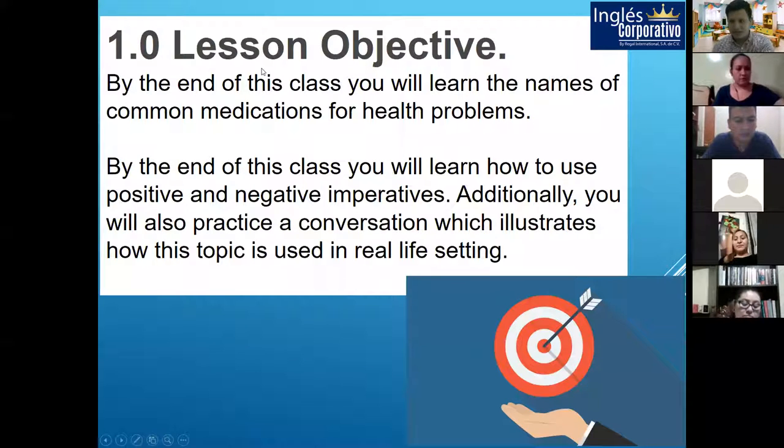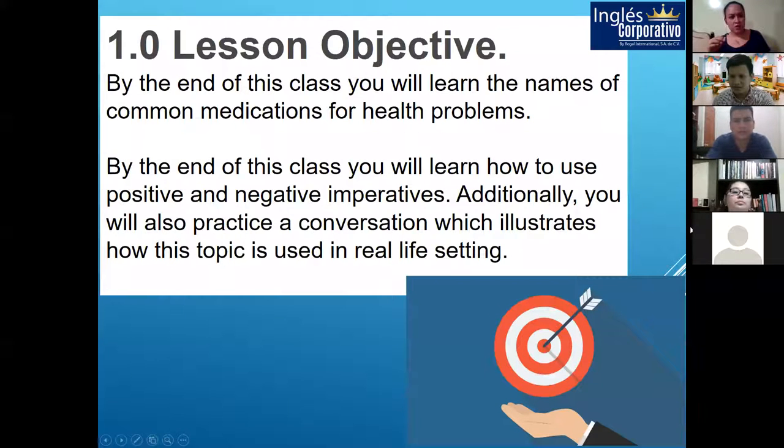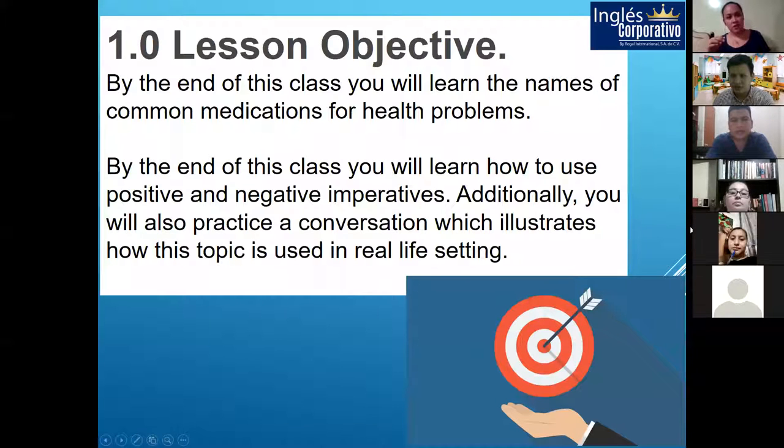We got the lesson objectives. We got 2 for today's class. Somebody help me to read the first one? By the end of this class, you will learn the names of common medication for health problems. Okay, very good. Thank you, Wilfredo. Really good job. Somebody else who wants to help me read the second one? Go ahead, Leticia. By the end of the class, you will learn how to use positive and negative imperatives. Additionally, we'll also practice a conversation that will illustrate how this topic is used in real life settings. Very good job, Leticia.